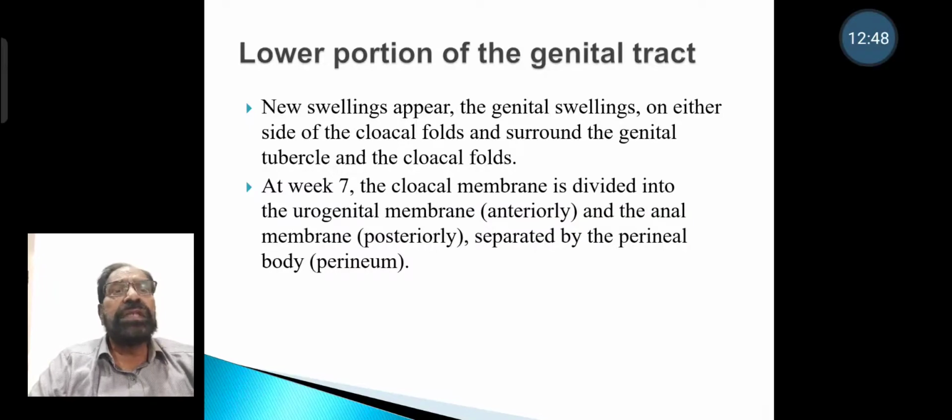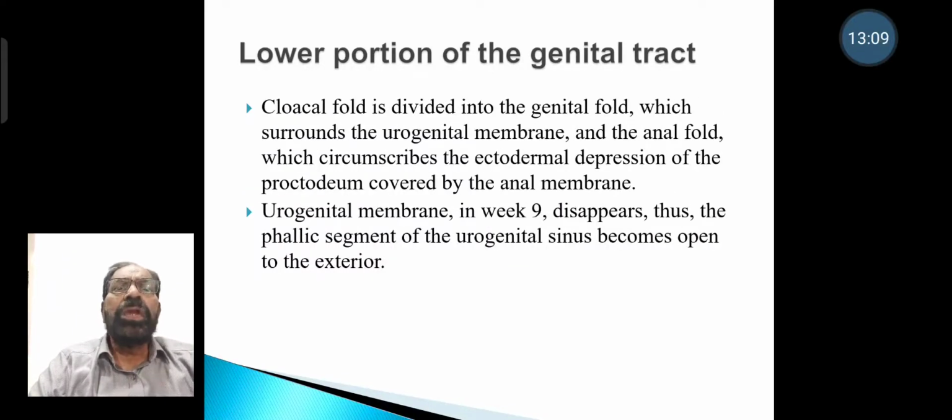New swellings appear. Genital swellings lie on either side of the cloacal folds and surround the genital tubercle and the cloacal folds. At week 7, the cloacal membrane is divided into the urogenital membrane anteriorly and the anal membrane posteriorly, separated by the perineal body. The cloacal folds are divided into the genital folds, which surround the urogenital membrane, and the anal folds, which circumscribe the ectodermal depression of the proctodeum covered by the anal membrane. The urogenital membrane disappears in week 9. Thus, the phallic segment of the urogenital sinus becomes open to the exterior.